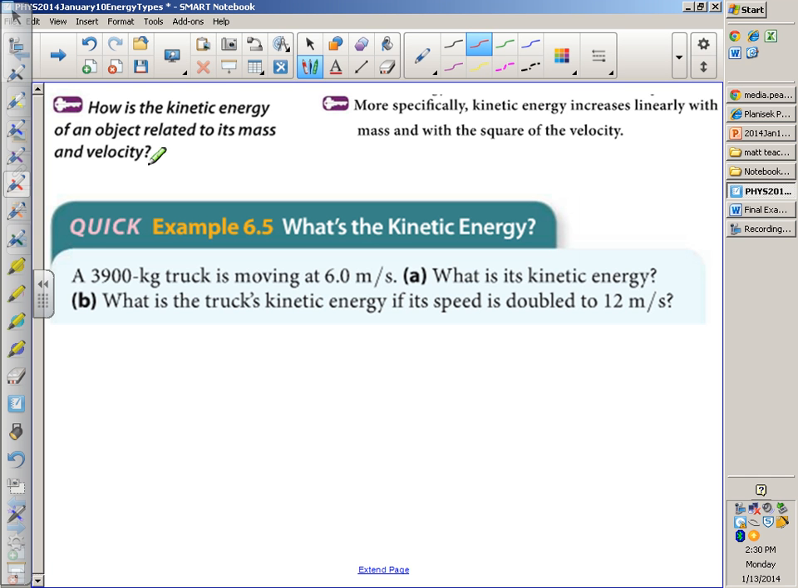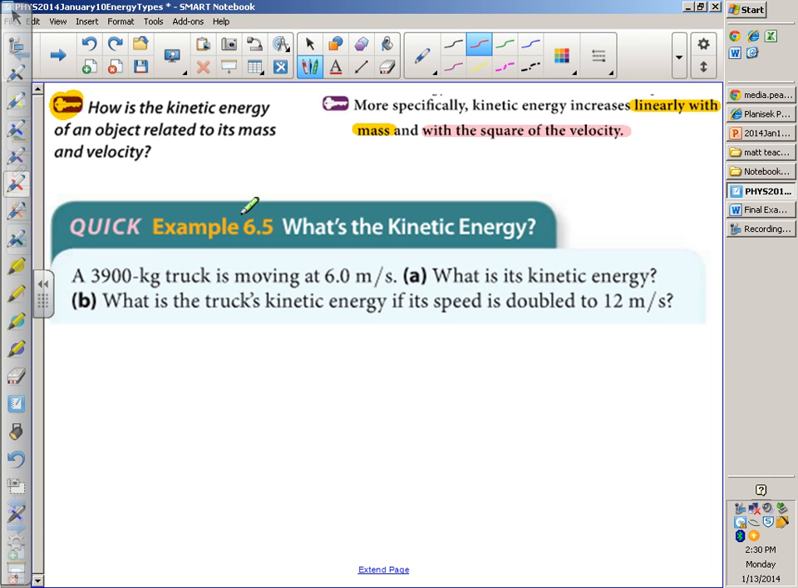Two key concepts. How do we know they're key concepts? Key, right? There it is. Key concept: how is the kinetic energy of an object related to its mass and velocity? So there's two factors in that equation, but what we see is that each of them affects the amount of kinetic energy an object has differently. Kinetic energy increases linearly with mass, but with the square of velocity. Okay?